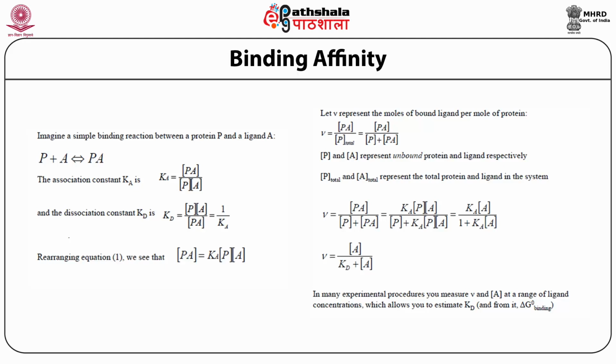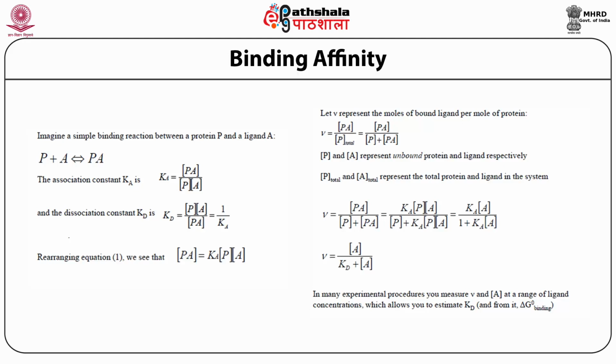So V equals the concentration of PA divided by the concentration of P plus PA, which equals Ka times P times A divided by P plus Ka times P times A, which equals Kd times A divided by 1 plus Kd times A. By rearranging this equation, we can get the value of V, which equals the concentration of A divided by Kd plus the concentration of A.